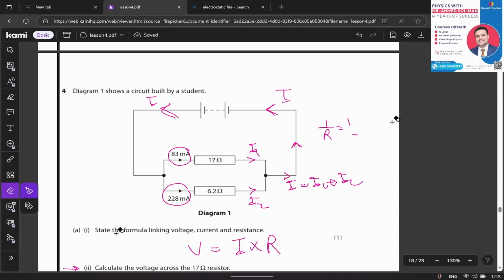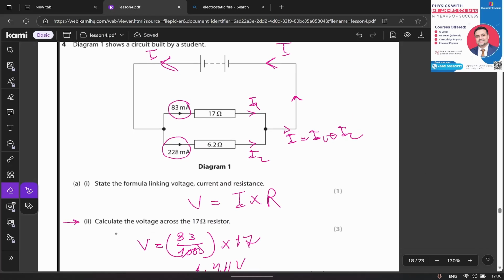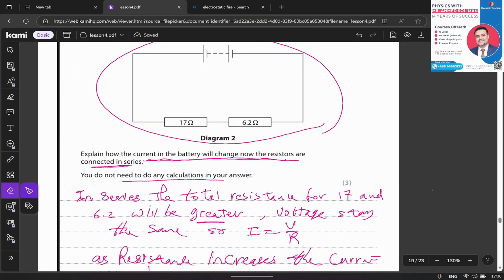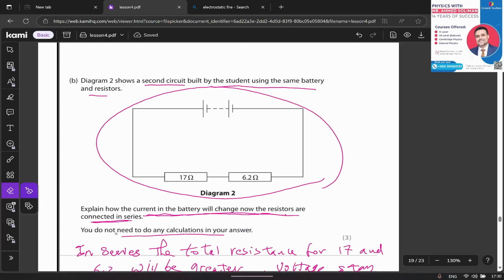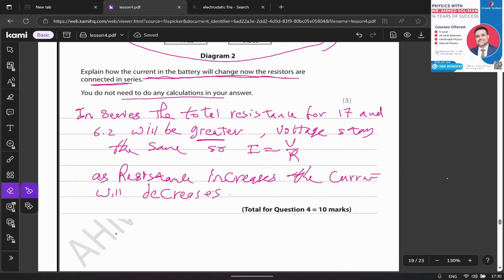If he said compare between the two circuits, you have to know the difference between the current in the two circuits. I didn't mention the voltage. The voltage also changes, because the voltage for 17 is 1.4 for both, but in this one it will be shared. But he just asked to mention the current in the circuit.